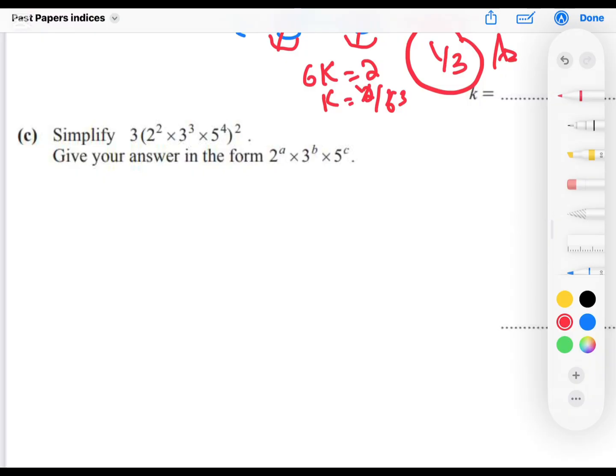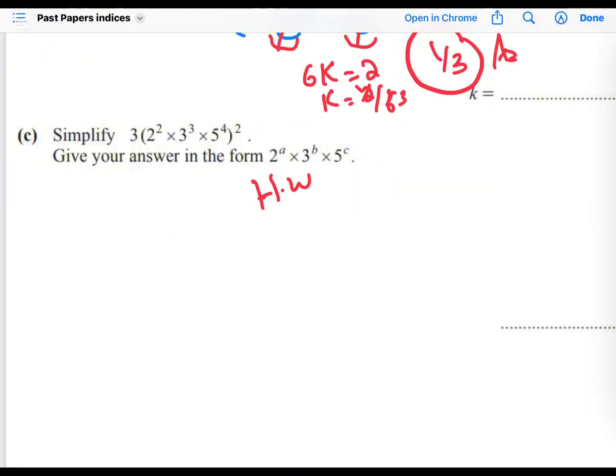Okay, so the question says to give your answer in the form of 2 power a multiplied by 3 power b multiplied by 5 power c. This question is homework. I cannot say it's a tricky question. You just need to know the basic concept of the rules of indices, so you can try this question. I hope you will get the correct answer.